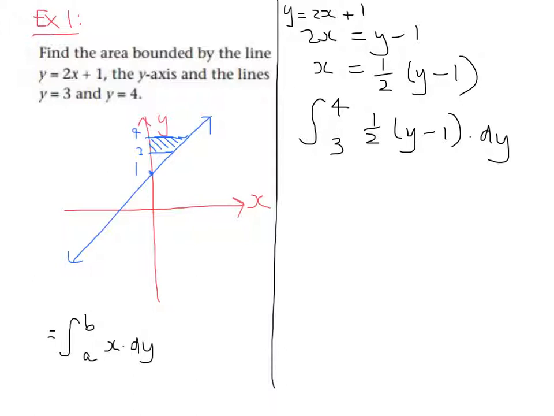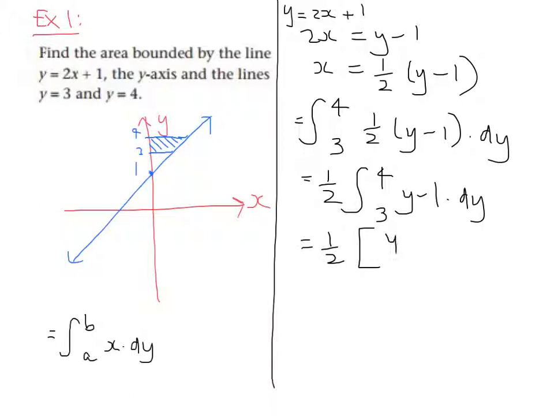The reason I wrote it like this is that I can take that half out. It's a bit easier than being on 2. So it's the integral from 4 to 3 of (y minus 1) dy, and then it's a straightforward integration. So it's y squared on 2 minus y, from 4 to 3.